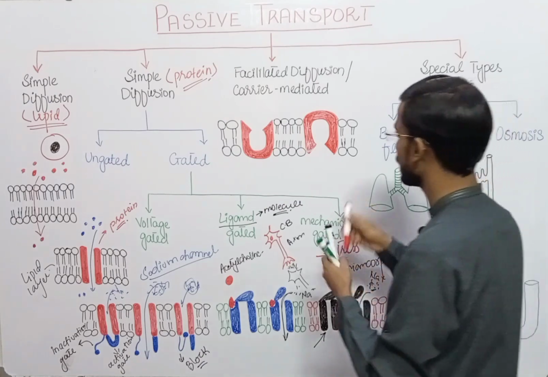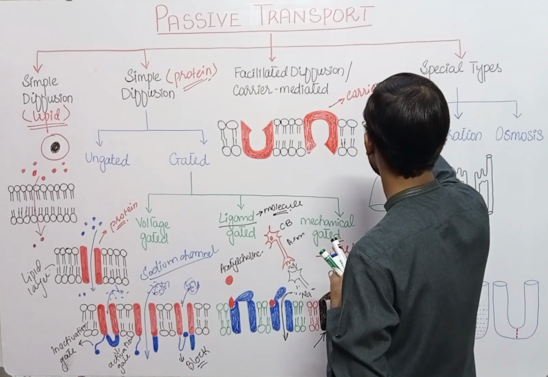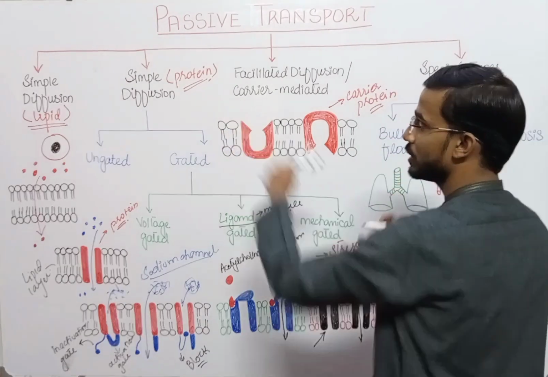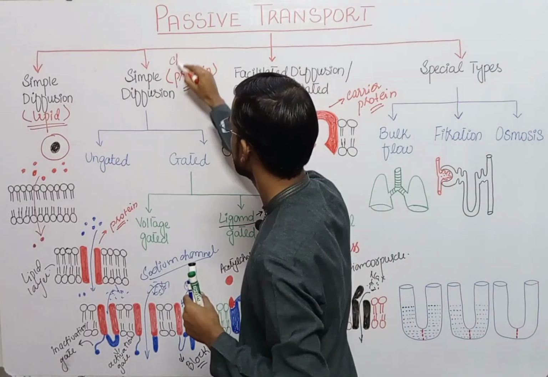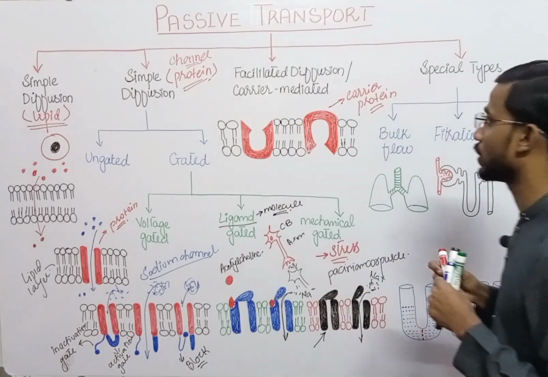Here you can see these are basically the carrier proteins, but these proteins are channel proteins and these are carrier proteins.